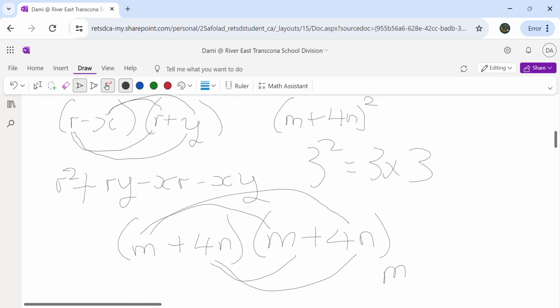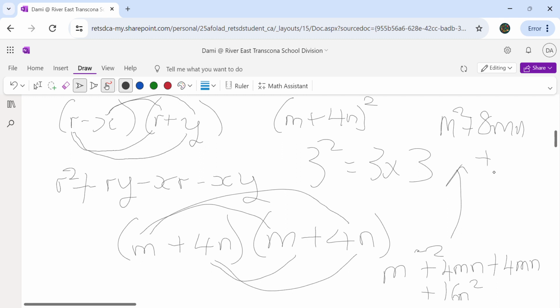So we have m squared plus 4mn plus 4mn plus 16n squared. And to simplify it, 4mn plus 4mn is 8mn, plus 16n squared. And yeah, that's how we get our answer.